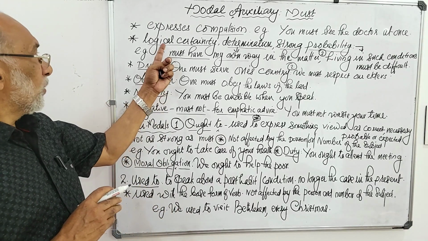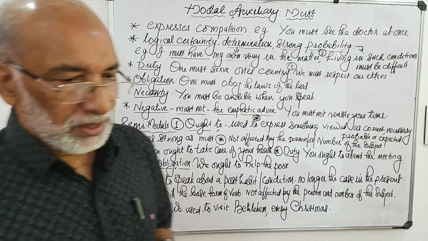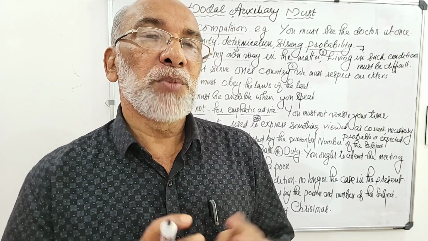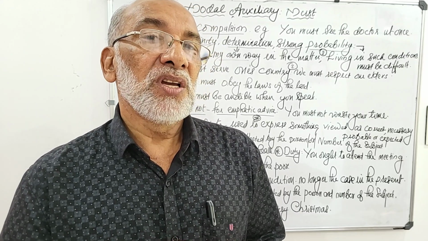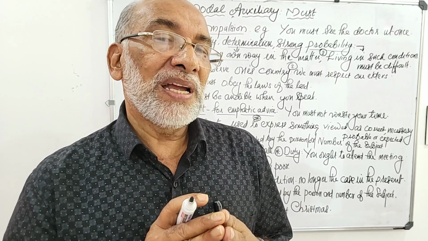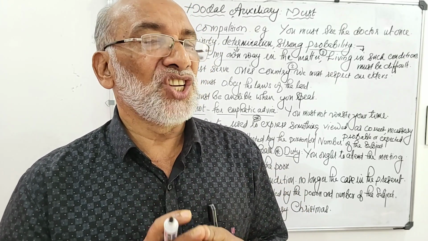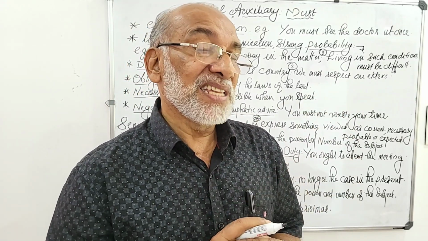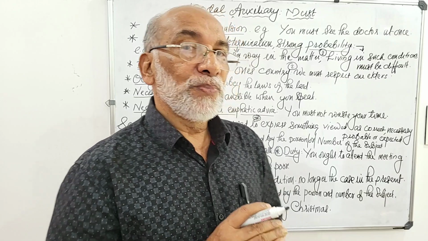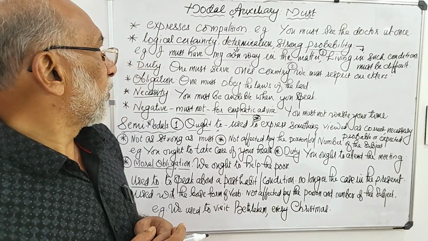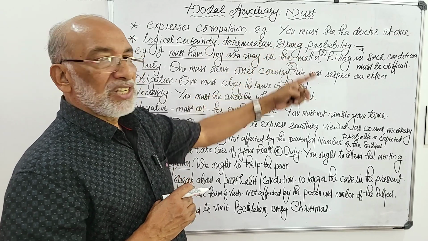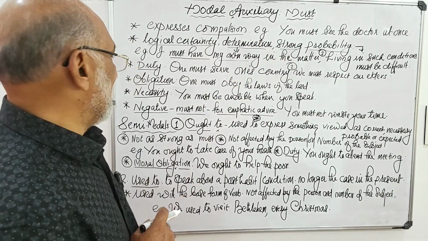Okay, then logical certainty. After seeing a particular person, his body language, appearance, we come to a reasoning. He must be 70 now. It's a logical thinking, logical reasoning. So must can be used for all these to express logical certainty, determination and strong probability.